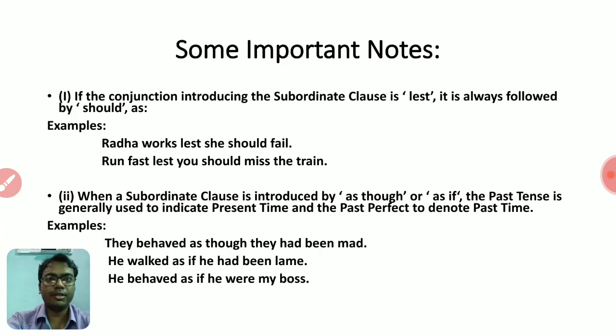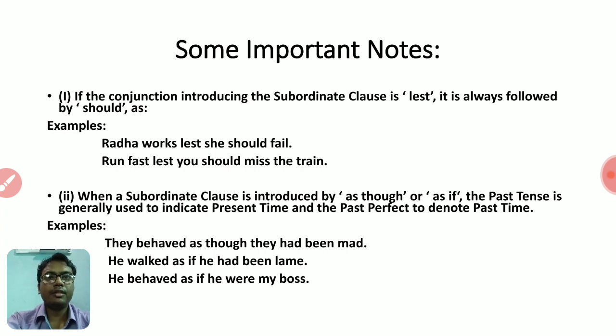Some important notes. Number 1. If the conjunction introducing the subordinate clause is "lest", L-E-S-T, it is always followed by "should". In a sentence, if you are getting "lest", then that "lest" will always be followed by "should". Basically, this type of question could be asked in the exam. This is a very important note.